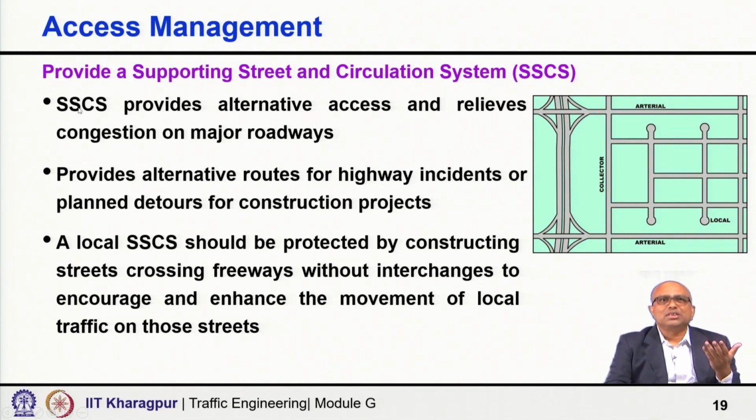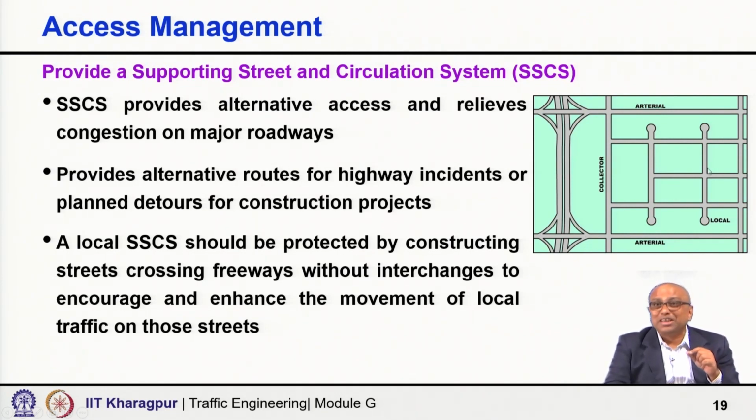Next strategy is to provide a supporting street and circulation system. As you have seen here, we are not connecting every road to the expressway. Local streets go to a system of collector streets, which meet the arterial, and then the arterial, with proper arrangement of grade separator and ramp, provides access to the expressway. So, not every house, but they are all given access, given connection.